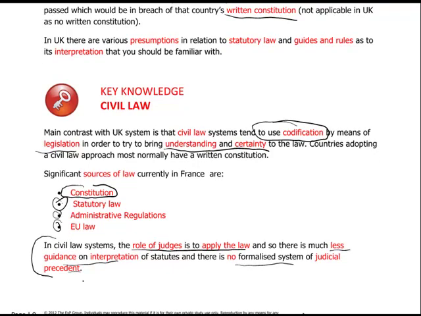So that's the difference between the civil and common law. And I say in this area is a compare and contrast type of scenario, often in the exam.